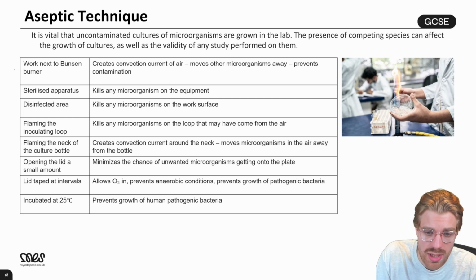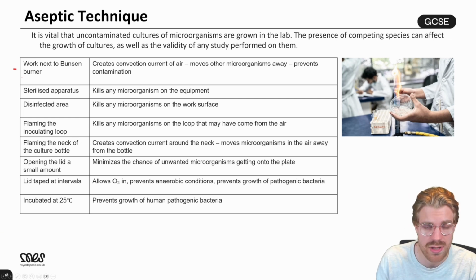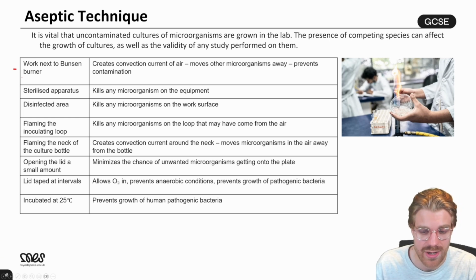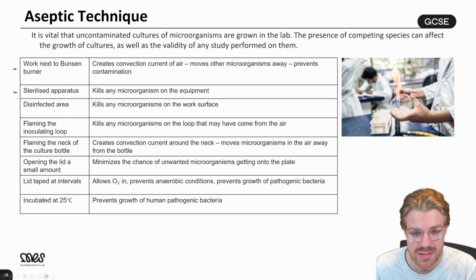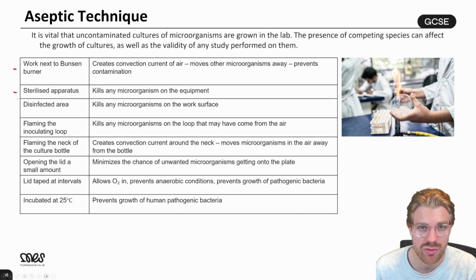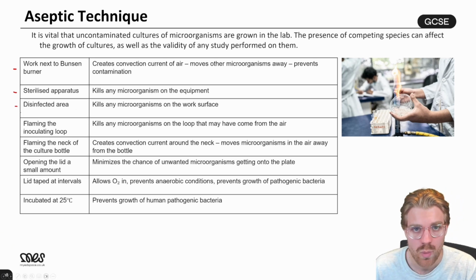Our first example is working next to a Bunsen burner. This creates a convection current of air. This moves other microorganisms that might be in the air away from the area we are working, and this prevents contamination. Another example of an aseptic technique is sterilizing the apparatus. We're going to use high temperature and pressure in something called an autoclave, which is going to kill any microorganisms that might be on the equipment. We can also disinfect the area. When we disinfect the area, this is going to kill any microorganisms that are on the work surface.